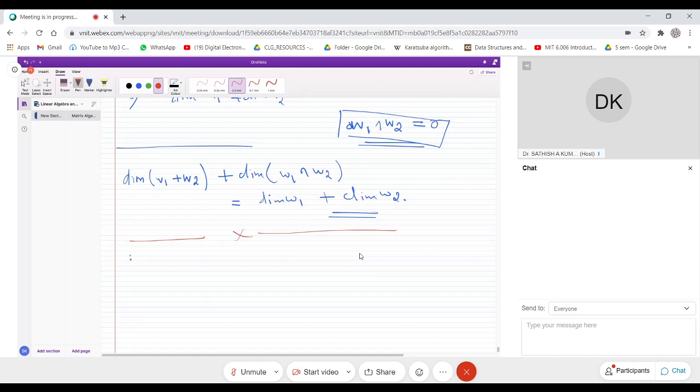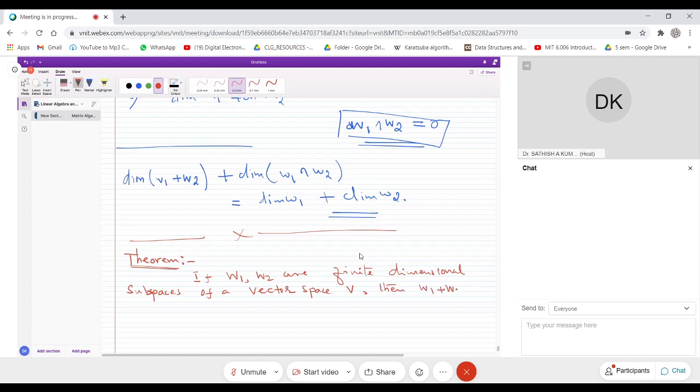So we'll prove the next theorem. Okay, if W1 and W2 are finite dimensional subspaces of a vector space V, then W1 plus W2, okay, I think this is straightforward. This condition we don't want. It means W1 and W2 are finite dimensional. That is okay.